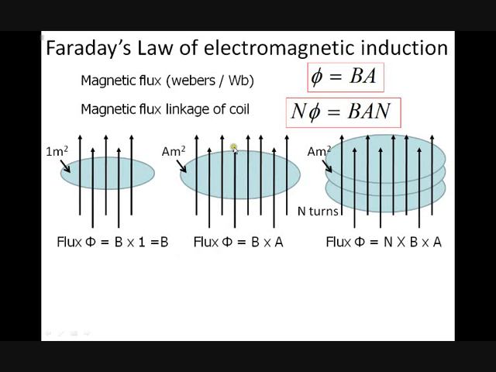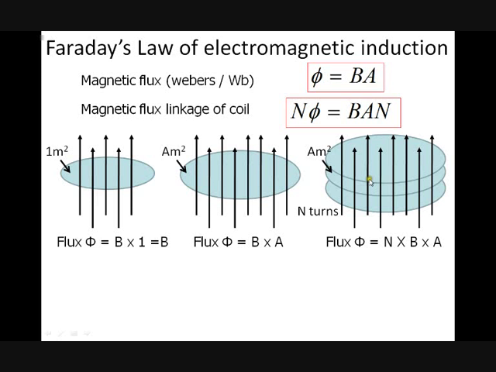Let's just now make it an area of A meters squared. So if our flux is B times A, then we don't know any details about B. B is just B and area is A. So our flux is B times A. And to develop the equation, this is our concept of flux linkage.